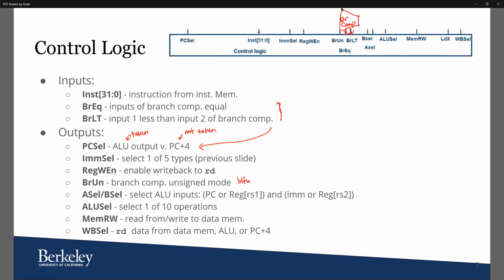One of the things that may be useful is to think about how the A and B select muxes can be expanded so that you can use the ALU with additional types of inputs or different combinations of inputs. Like, what if you want to do PC and the immediate? Or sorry, have another register or another immediate coming to the ALU. And then ALU select.